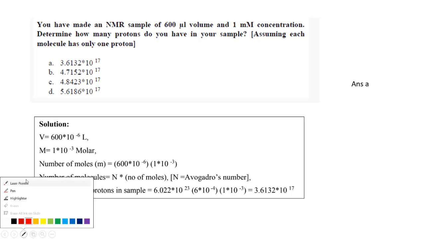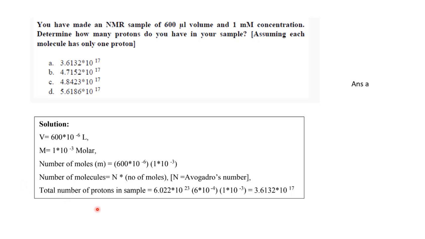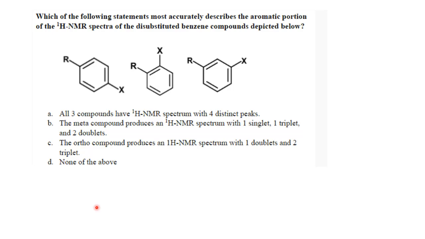Have you finished noting down this one? Shall I move to the next one? We'll go to the next one. So the next question is, which of the following statements most accurately describes the aromatic portion of the NMR spectra of the disubstituted benzene compound depicted below? Here we have the benzene ring, which has a methyl group and a halogen attached to it. So which among the following is correct for this?